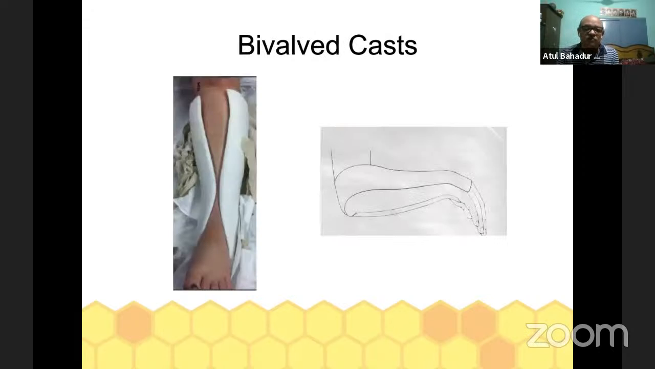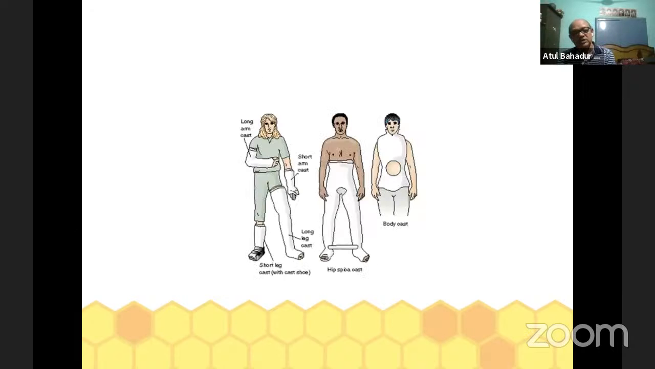And these are the bivalve casts. The bivalve casts have a great advantage because, being covered from both sides, they act as a complete cast and they are a splint because they have a split space. So while slitting a cast, this is a collection of all the casts that we normally would see: a long arm cast, a short arm, a long arm, a short leg, spica, and the body cast.